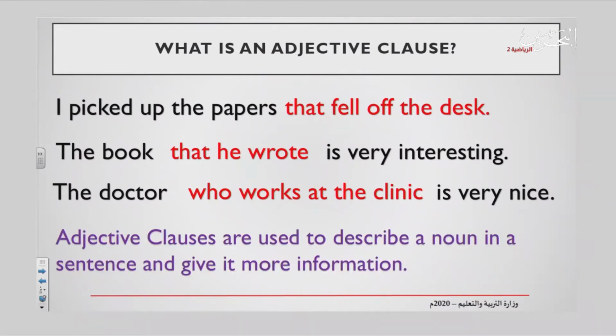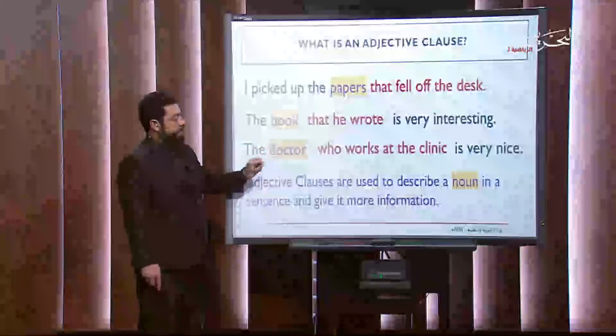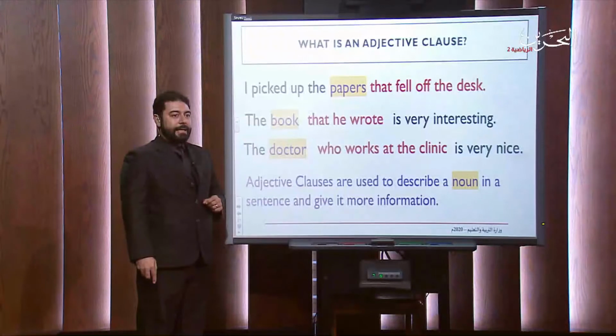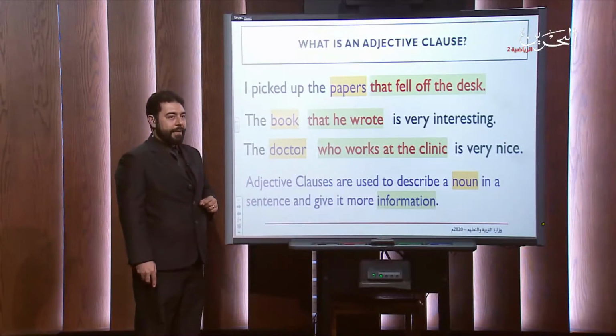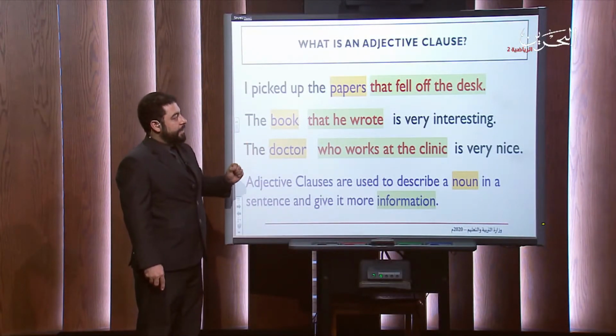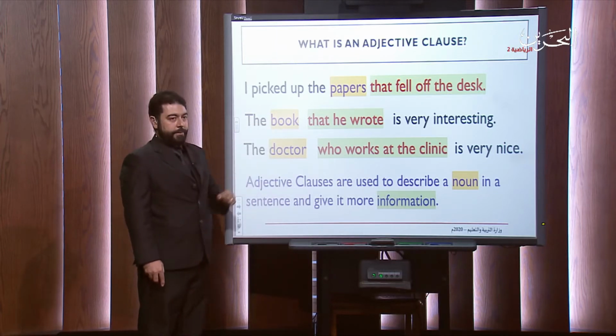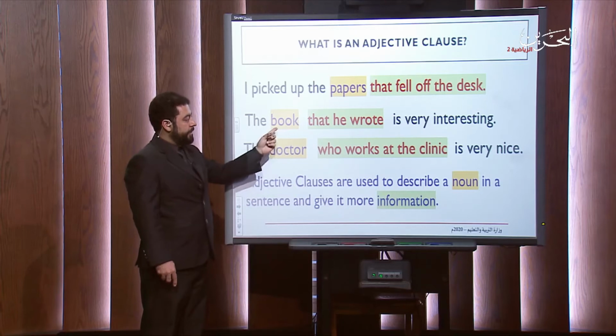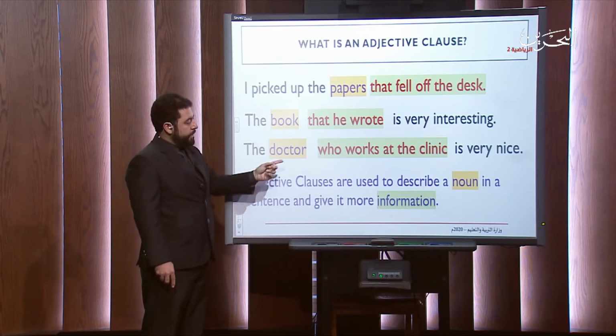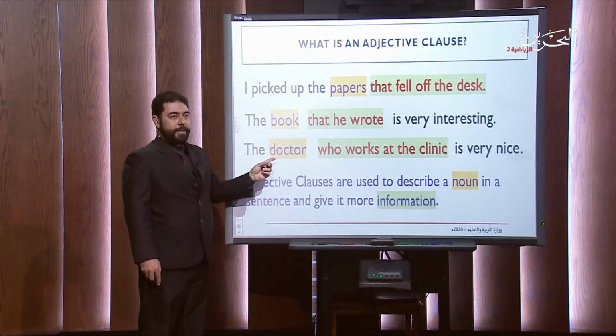So, adjective clauses are used to describe a noun. Notice that papers, book, and doctor are nouns in a sentence, and the clause gives them more information. That fell off the desk is more information to papers. Also, that he wrote, more information to the book. Who works at the clinic, more information of the doctor.